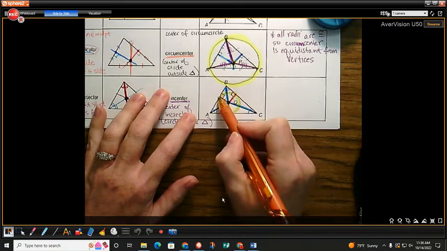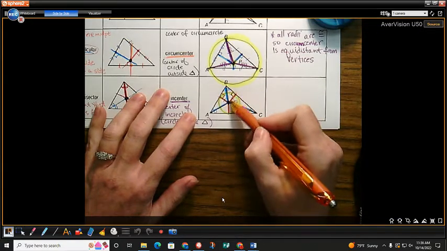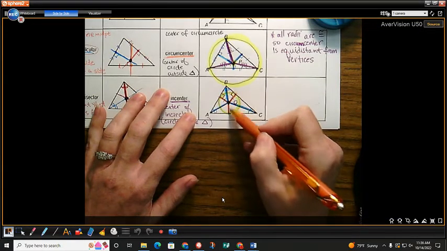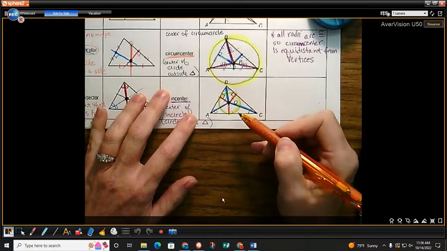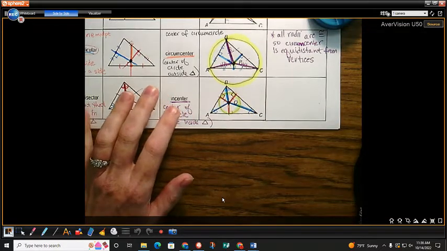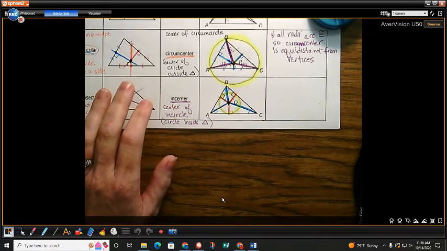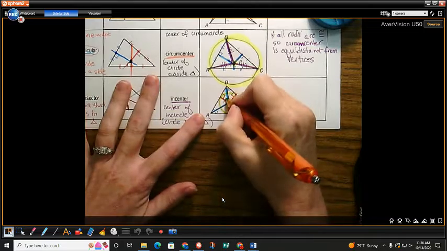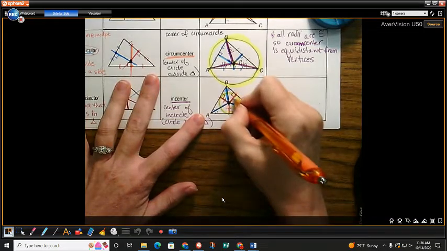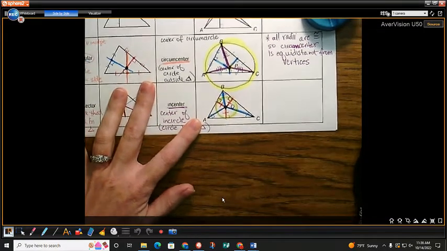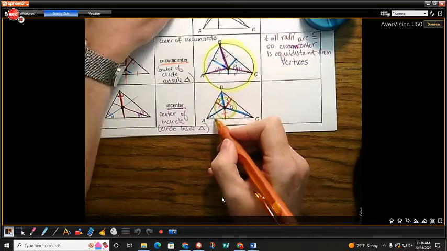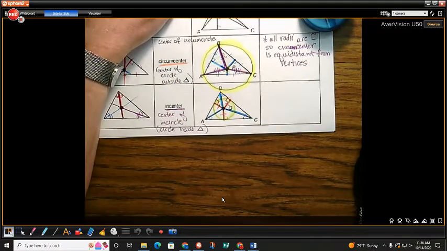See how it goes from the center out to the edge, center out to the edge, and center out to the edge? What's that part called when it goes from the center out to the edge of a circle? And what's always true about radii? They're always congruent. So this incenter is equidistant, the same distance to all three sides.